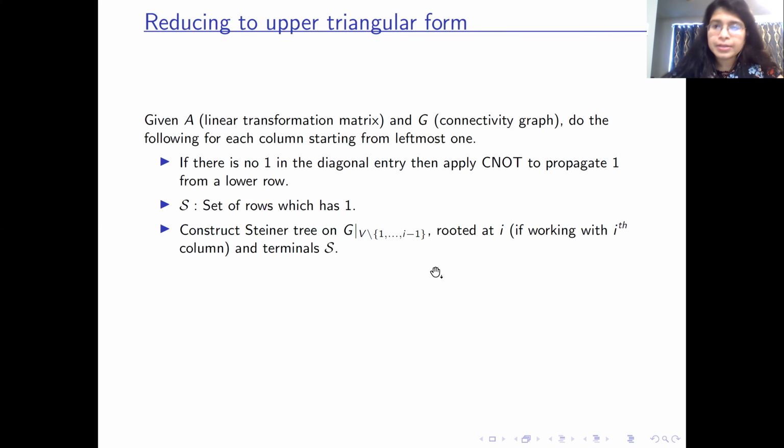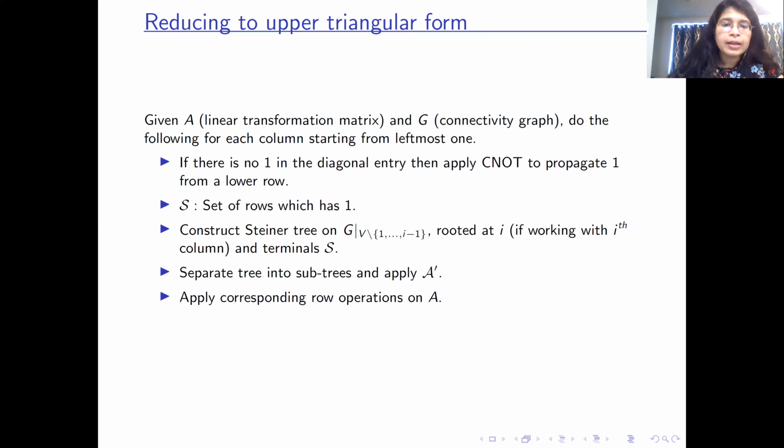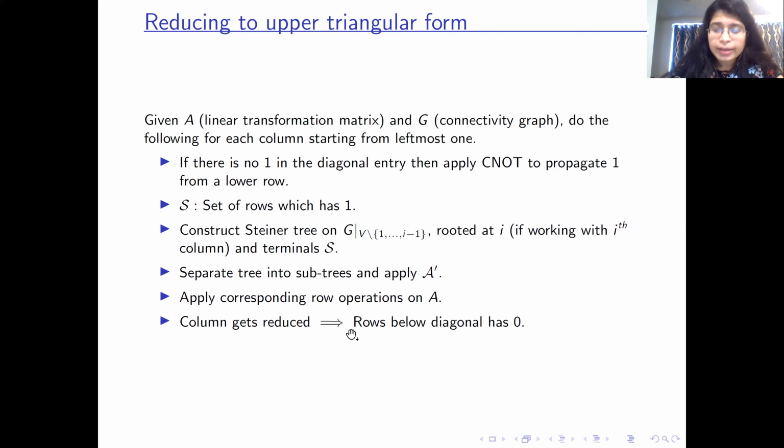Then we construct a Steiner tree on this connectivity graph, restricted to those vertices which do not include 1 to i minus 1. Here we have assumed a trivial mapping from the vertices to the qubits. That is, vertex 1 maps to qubit 1 and so on. This Steiner tree is rooted at i and has terminals as S, like all those rows which have a 1 below the diagonal. We separate this tree into subtrees and apply A dash. We apply the corresponding row operations on A. We say a column is reduced if all the rows below the diagonal have 0.